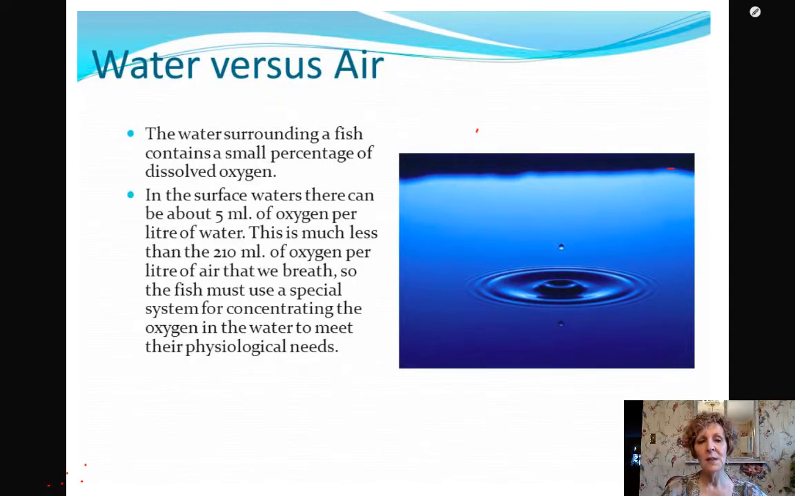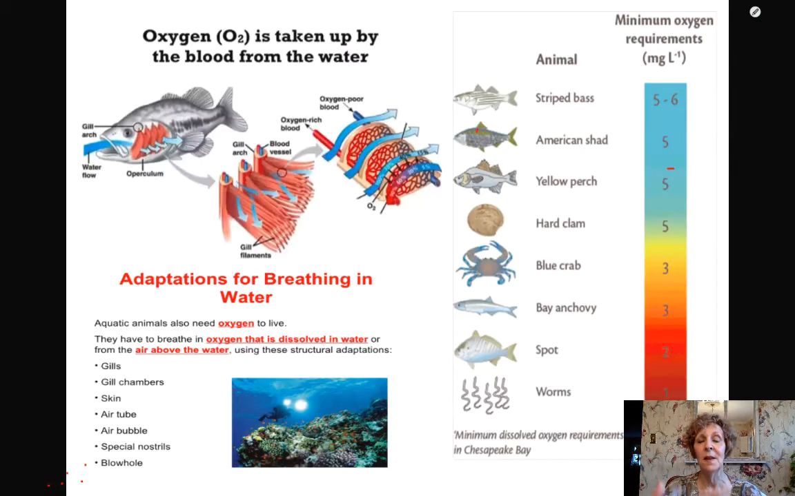And so aquatic organisms like fish have to have a system for concentrating that oxygen to meet their metabolic needs. And for fish, that would be the process of pulling in oxygen through their gills. And hopefully you'll have a chance to learn about this in class, because there's some great physiology about how the circulatory system and the respiratory system of gills helps to bring in the oxygen from the dissolved oxygen in the water for the organisms.